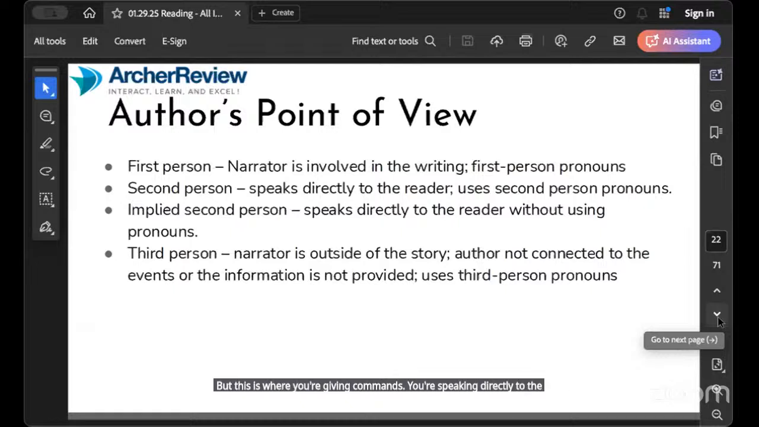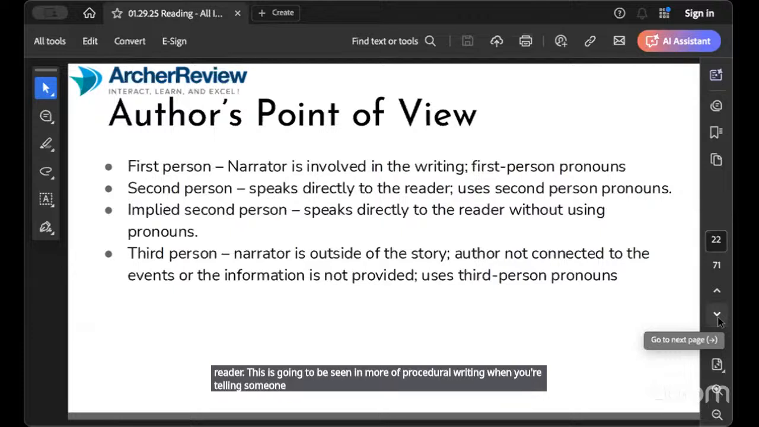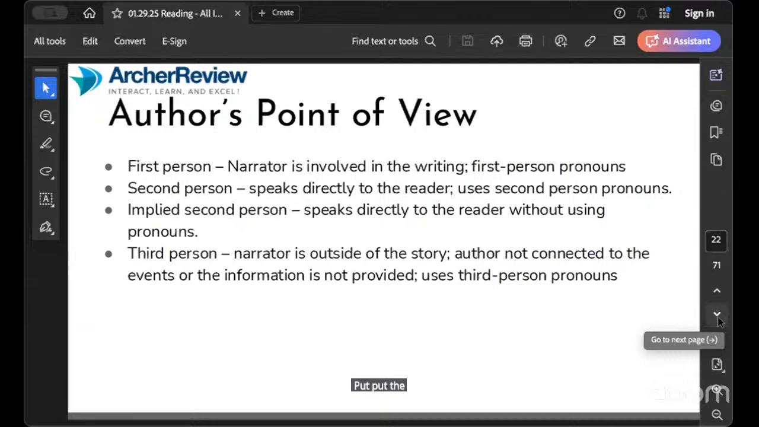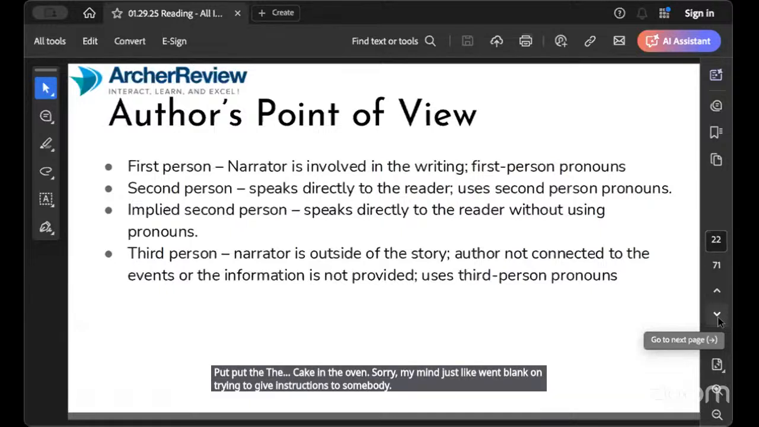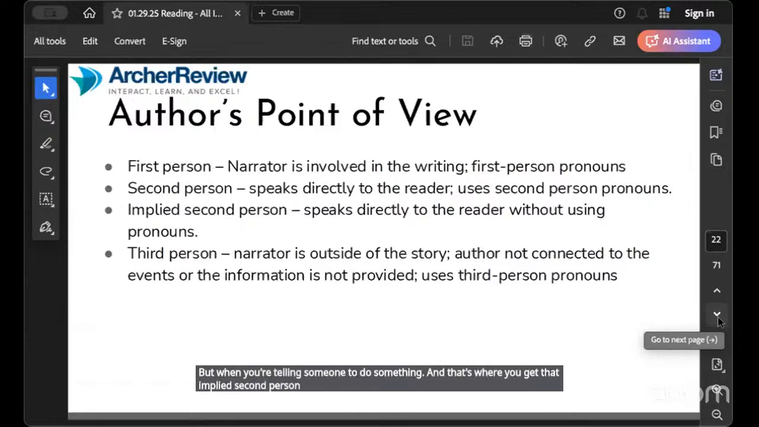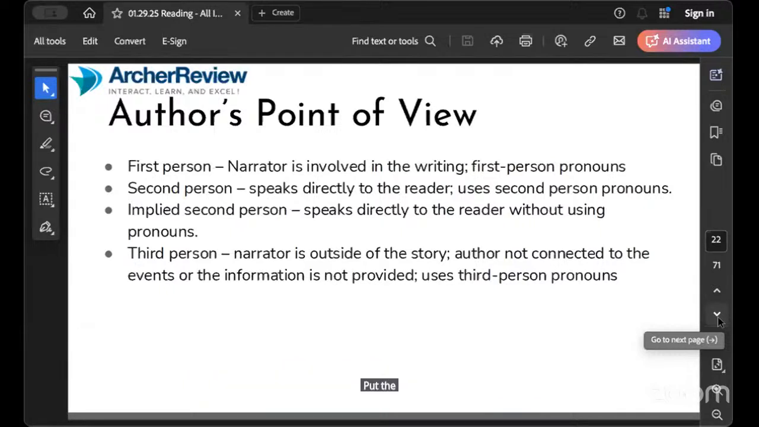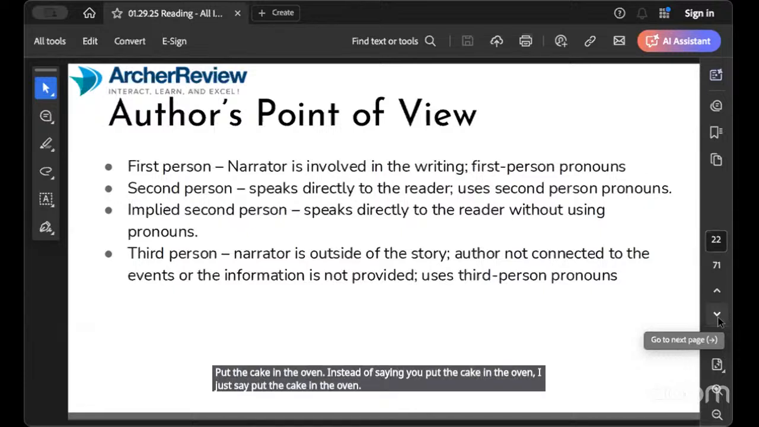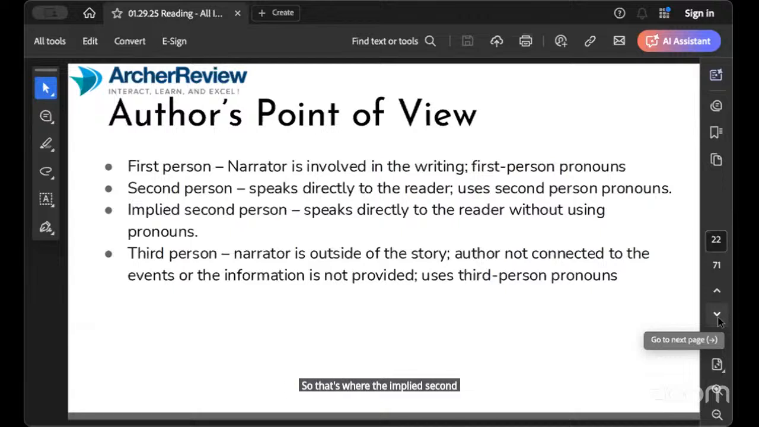This is going to be seen in more of procedural writing when you're telling someone to do something, put the cake in the oven. Sorry, my mind just went blank on trying to give instructions to somebody. But when you're telling someone to do something, that's where you get that implied second person. So it's still speaking directly to the reader, but you're not actually using the pronouns. Instead of saying you put the cake in the oven, I just say put the cake in the oven. So that's where the implied second person comes into play.